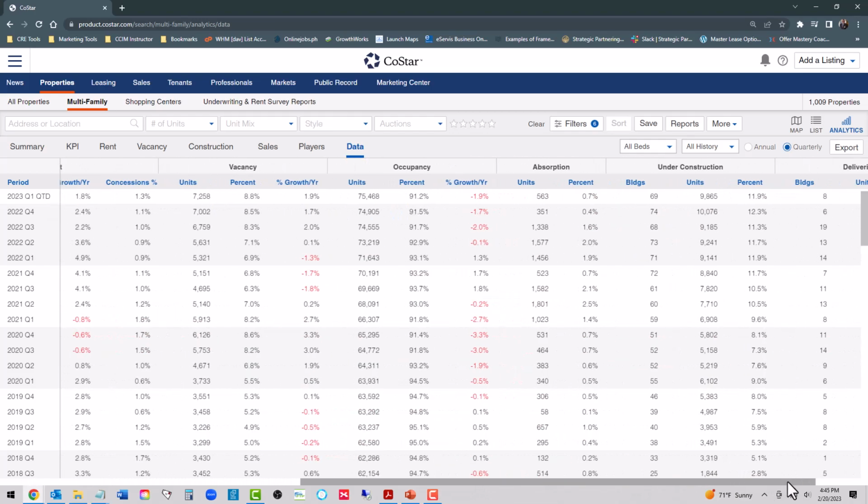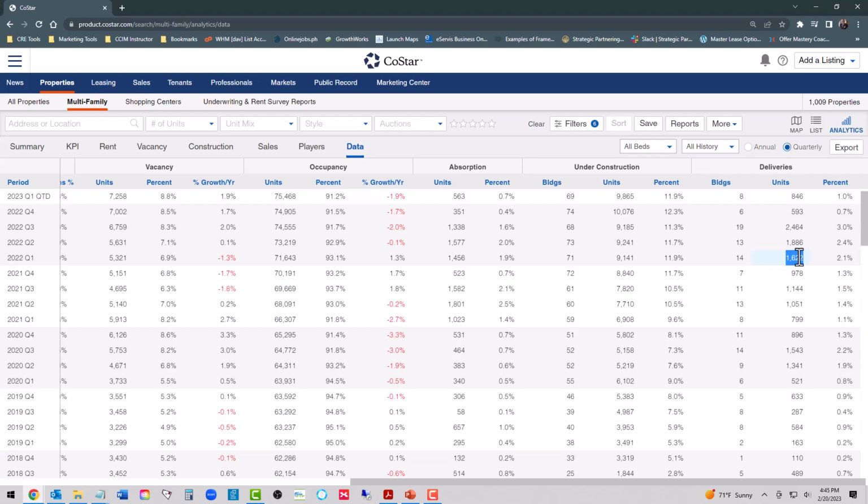Let's scroll over and look at what our deliveries and absorption tell us. 1622 delivered, 1456 absorbed, not bad numbers. 1886 delivered, 1577 absorbed. Again, not too terribly bad. I remember I like to see it about 80% or more, and that's pretty close to that. Then we had 2464 delivered and only 1338 absorbed, so not very good there. And then 593 delivered and 351 absorbed. So not terrible, but not the greatest in the second and third quarter. Kind of held their own in first and second quarter, but we did have quite a bit of a jump.